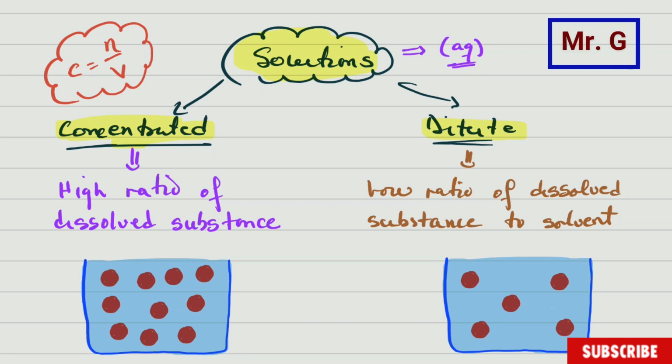Mr. G with another video for grade 12 related to acids and bases. This time we're going to be talking about the dissociation constant, in other words the Ka and the Kb.